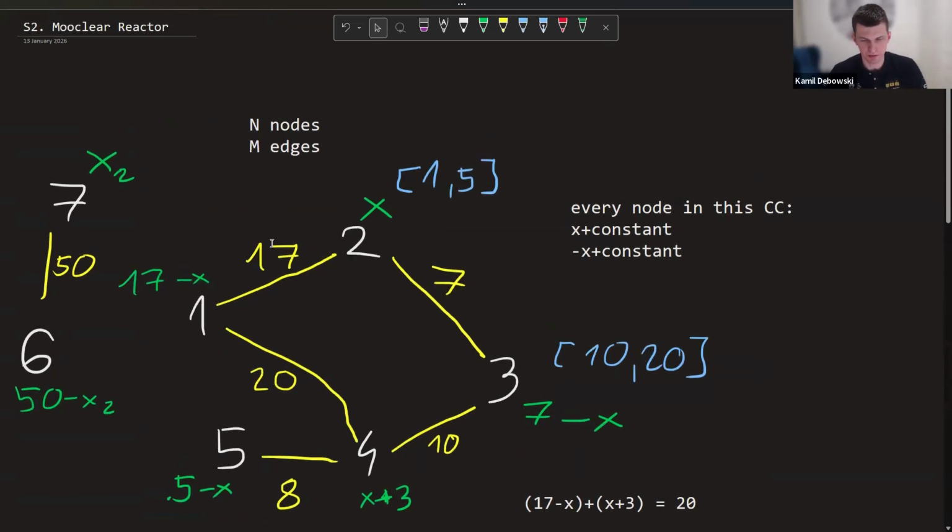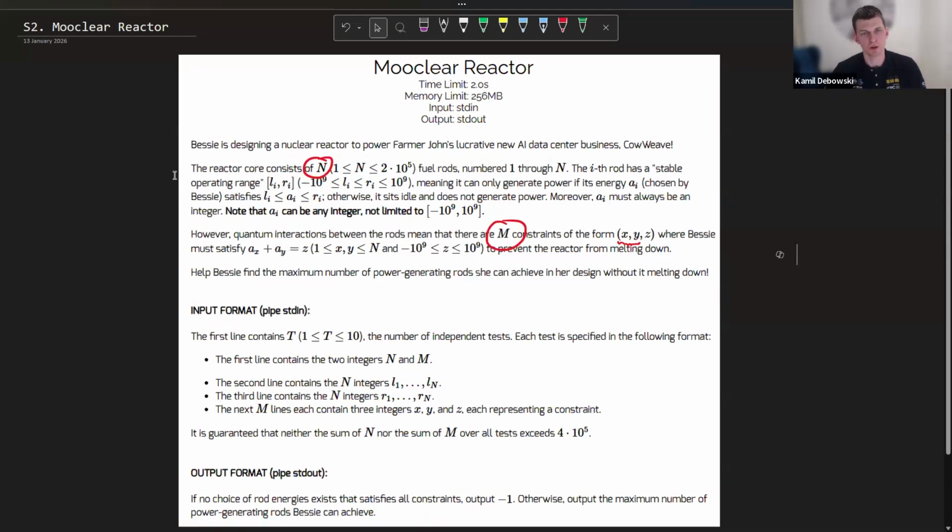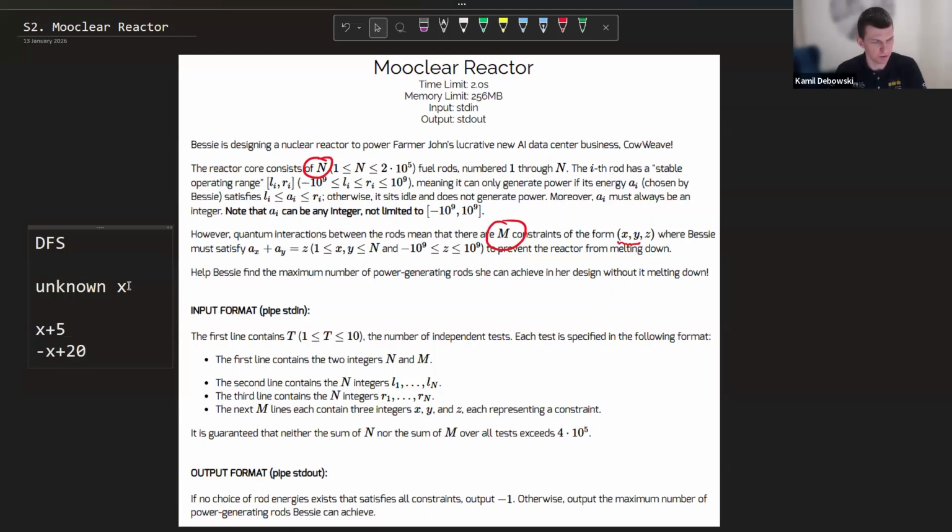To summarize the solution to the problem, we read the input, the n nodes with some ranges that we will leave for later, the m edges. We run DFS to find connected components. In every connected component, the first node from which we start DFS, we say that there is some unknown variable x. We express all other nodes as x plus something or minus x plus something. Every node will be in one of those two formats. You can keep this as, for example, an integer and a Boolean variable, false or true, plus or minus.